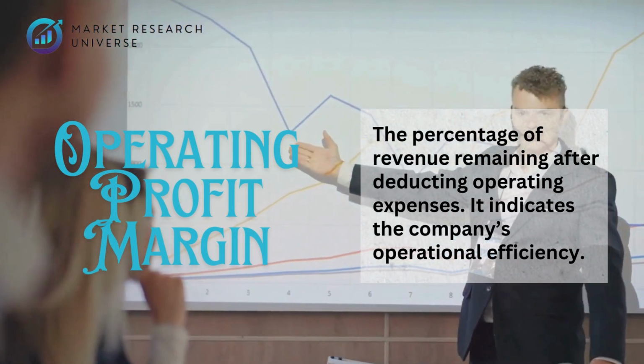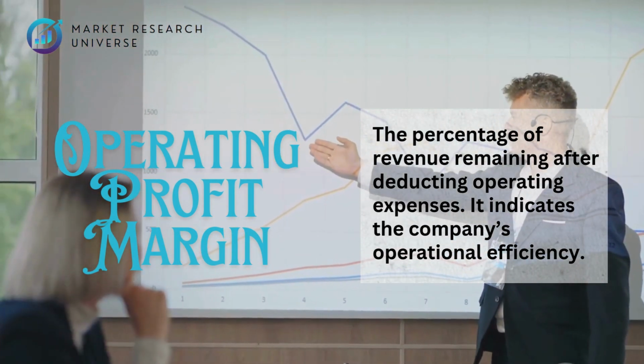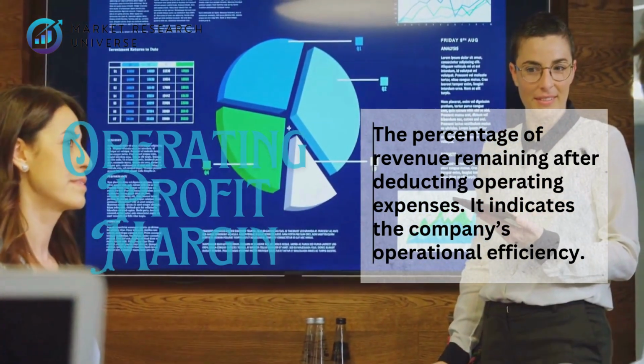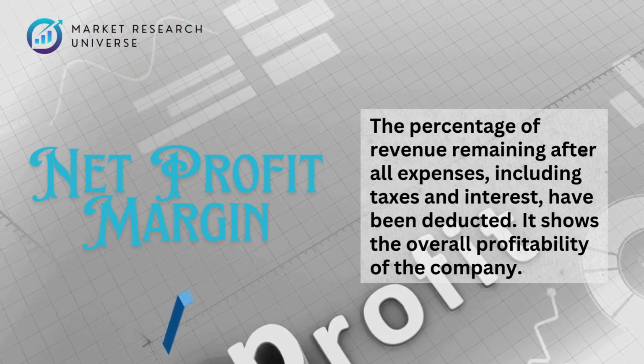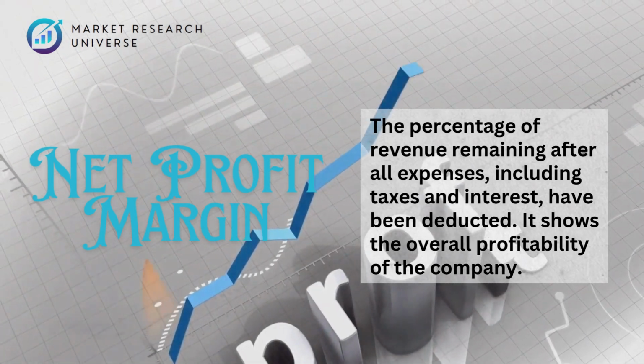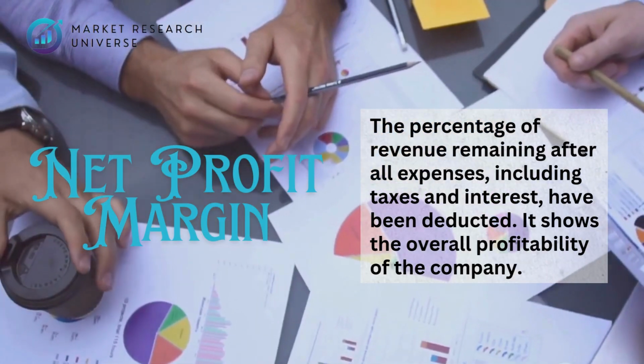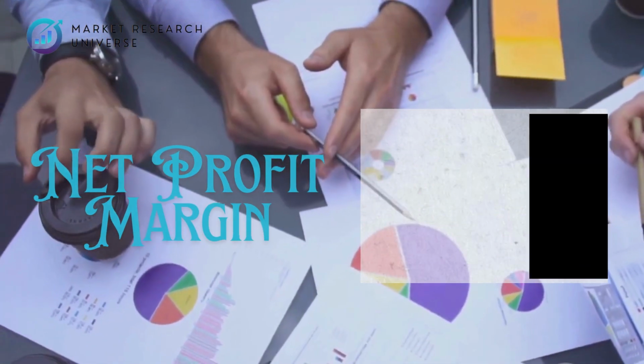Operating profit margin is the percentage of revenue remaining after deducting operating expenses. It indicates the company's operational efficiency. Net profit margin is the percentage of revenue remaining after all expenses, including taxes and interest, have been deducted. It shows the overall profitability of the company.